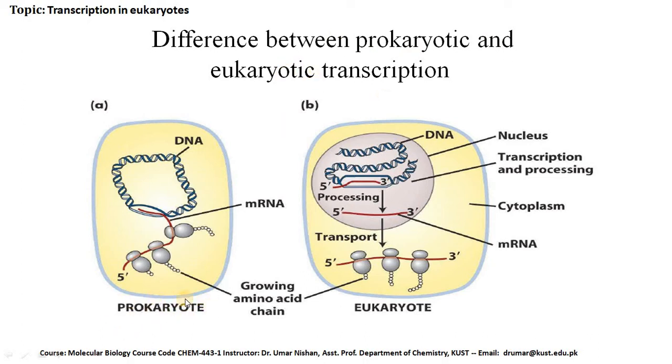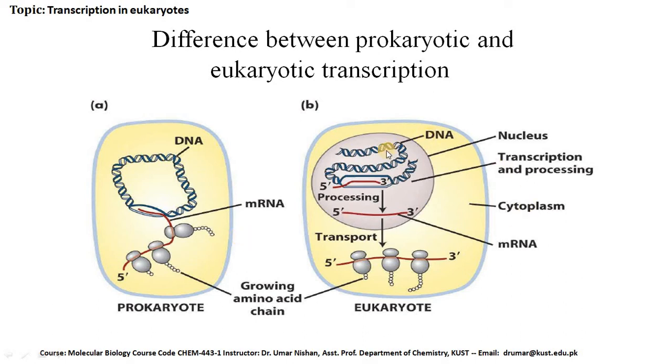This is how prokaryotic cells look. The DNA is here. You see, there's no nucleus. This is the messenger RNA that has formed, and here the process of translation is taking place. Growing amino acid chains are shown here by these round shaped structures. So this is how it happens in prokaryotes.